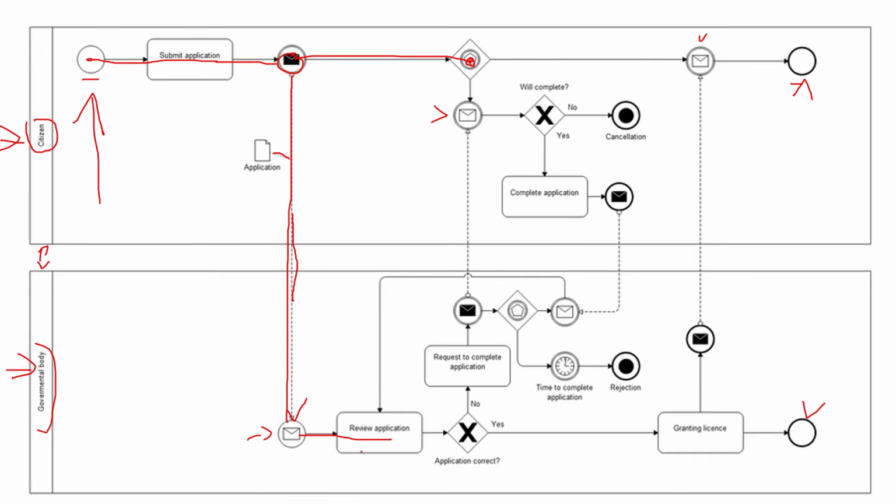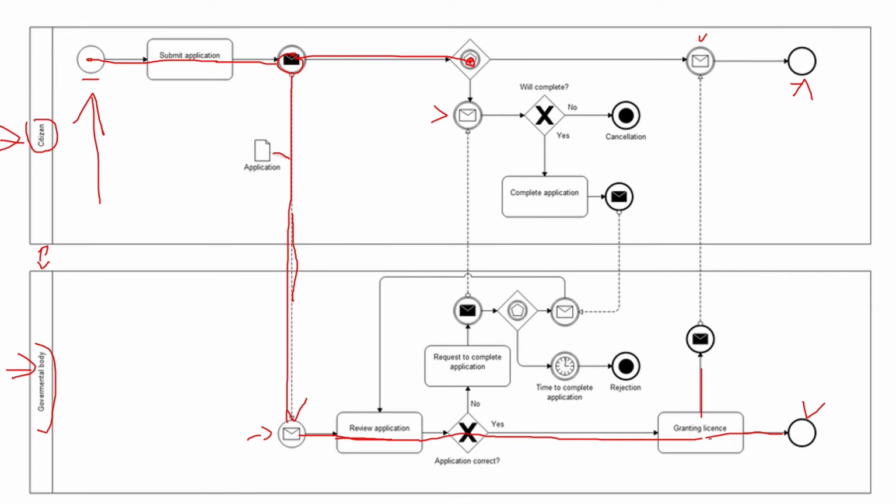All right, let's go down here. Review application. So the government is reviewing it. And now is the question, is this application correct or not? If it is correct, then we move on to the activity granting license. And now what the diagram modeler did is make two arrows going out of this activity, which he or she can do. I would generally not prefer doing it because it is not too intuitive to understand. But what happens here is after granting the license successfully, two things happen, two tokens happen.